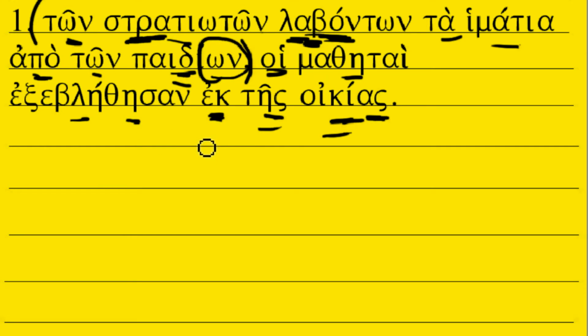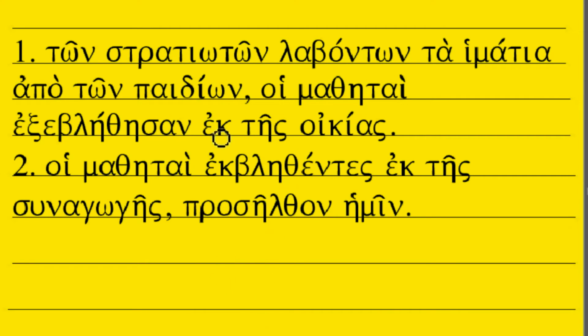The second exercise from Machen. When the disciples had been cast out of the synagogue, they came to us. First thing I notice here is this is not a genitive absolute. When the disciples had been cast out of the synagogue, they, that is the disciples, came to us. So I'm just going to use the normal participle function here.